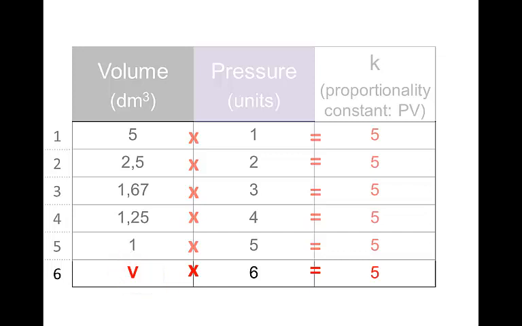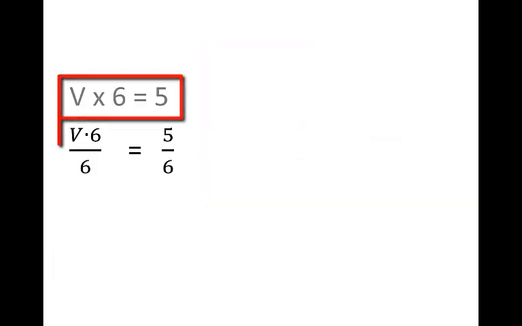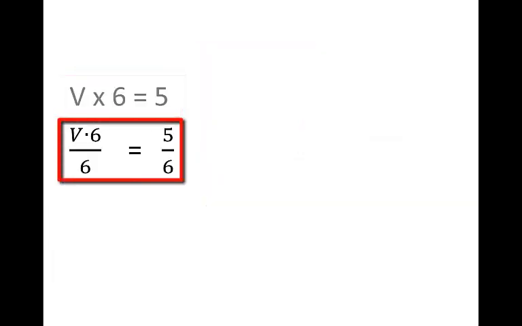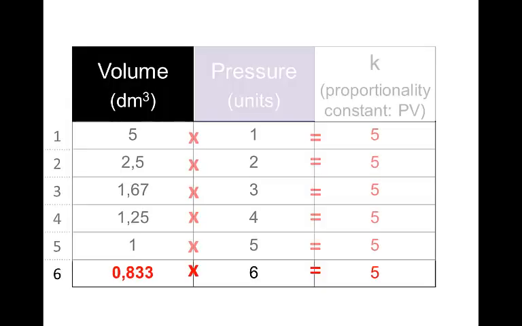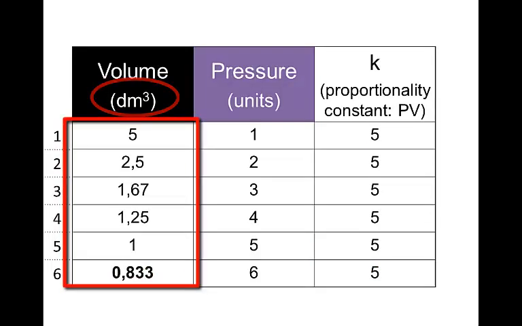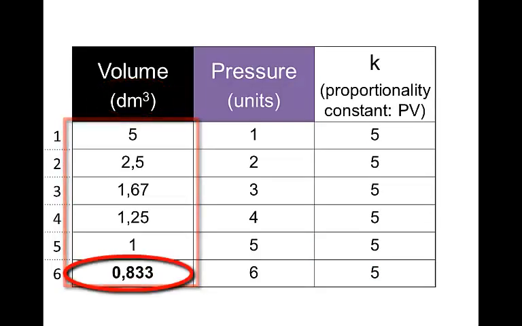We do a bit of algebra. V times 6 must equal 5. Clear the fraction by dividing through both sides by 6. Make V the subject of the formula. 5 over 6, 0,833. Again, we know that the unit is decimeters cubed because all these volumes are in decimeters cubed. So here we found the same answer again, using just this other method.